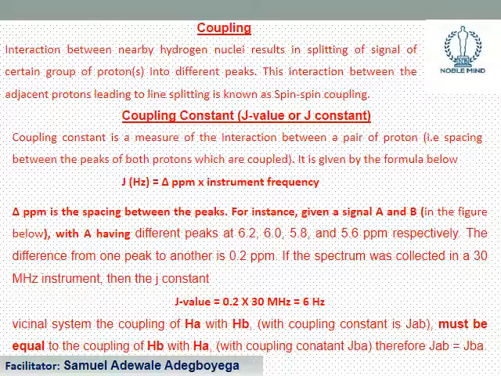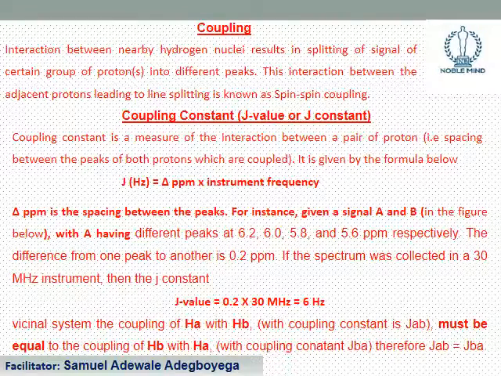Another important factor we talk about is coupling. Coupling means interaction between 2 hydrogen nuclei. When you have 2 nearby nuclei interacting, and one is splitting the signal of the other into different peaks, that kind of interaction is termed spin-spin coupling, or you just say coupling.